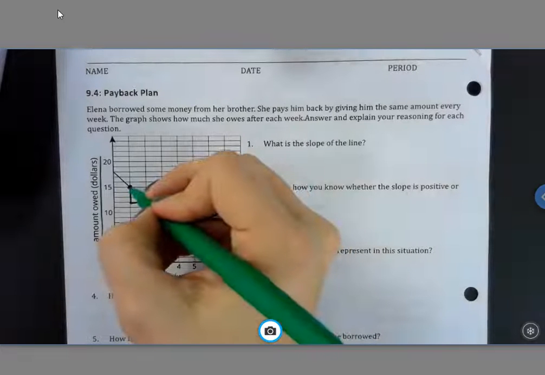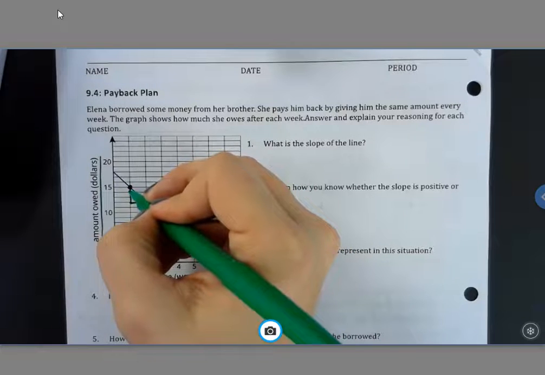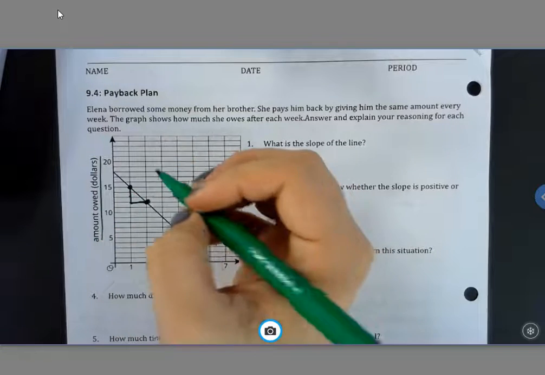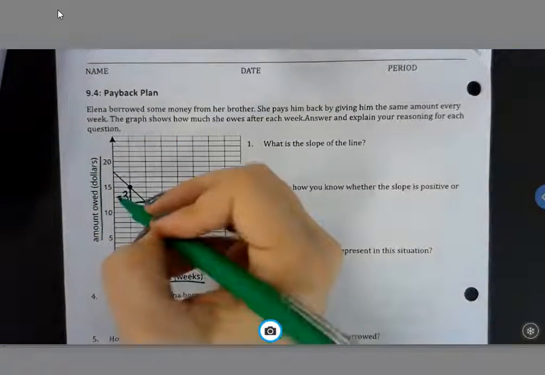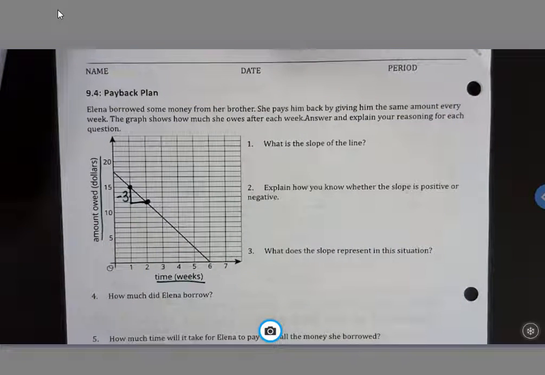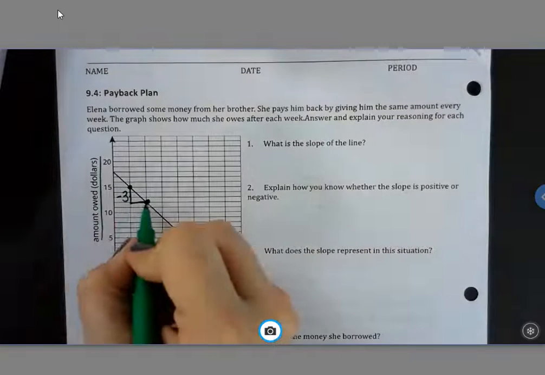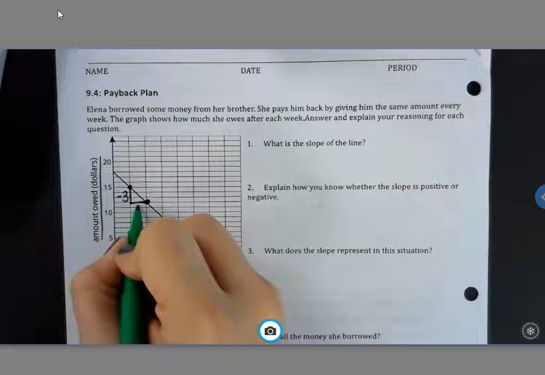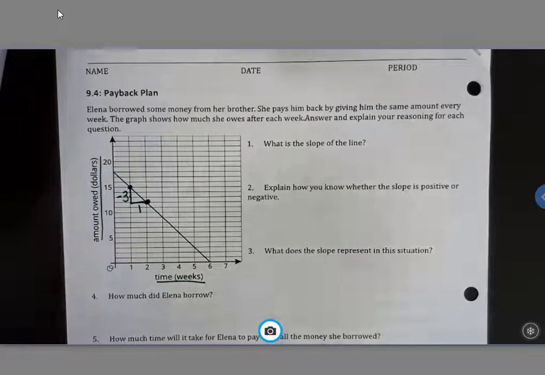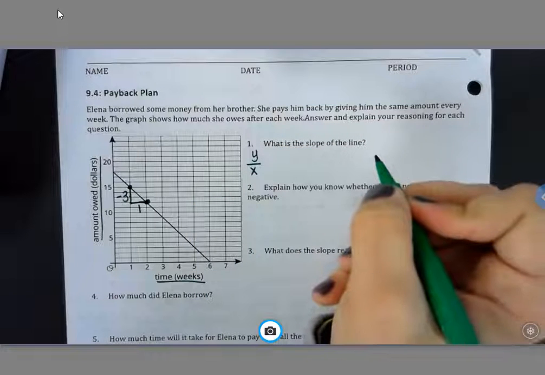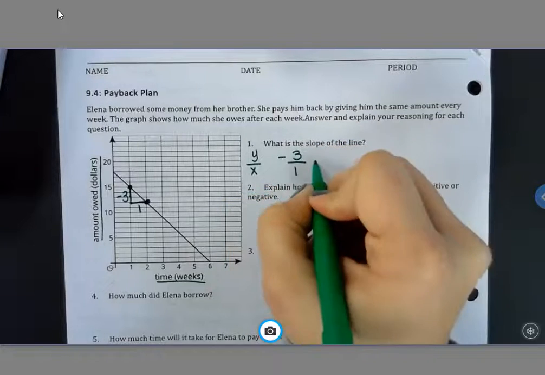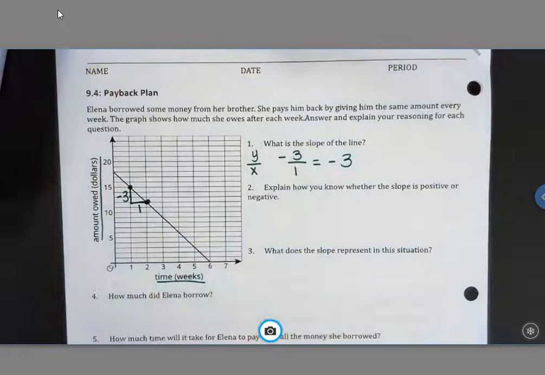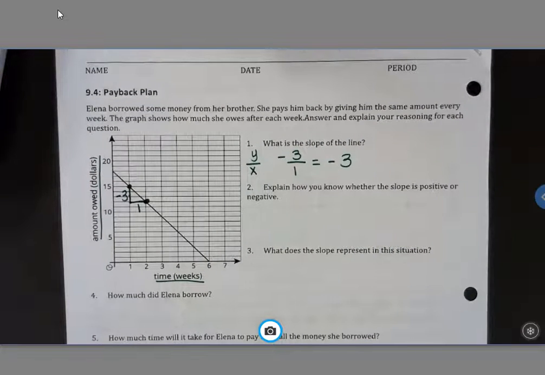All right, so for this one, it starts at 15 and it goes to 14, 13 to 12. So to go from 15 to 12, I would have to subtract 3, or it goes down 3. Then it goes from 1 to 2 horizontally. We still put our y over our x, or our vertical over our horizontal, so we would put negative 3 over 1, or simply negative 3. So the slope of this line is negative 3.